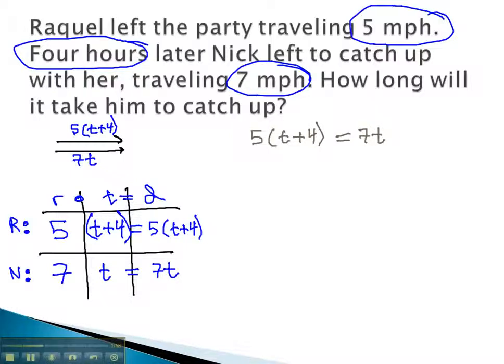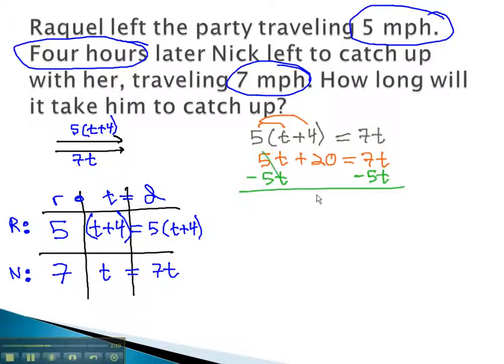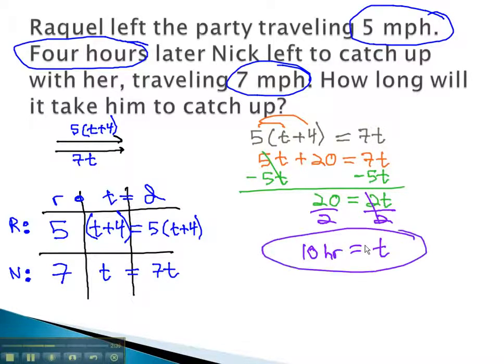That gives us an equation we can quickly solve by first distributing the 5. 5t plus 20 equals 7t. Start solving by getting the variables all on one side of the equation. Subtracting 5t from both sides will give us 20 equals 2t. Finally, dividing by 2 will tell us the amount of time Nick needs to catch up. 10 hours.